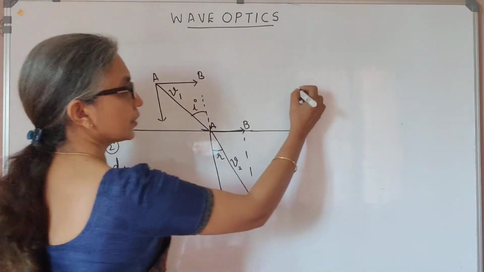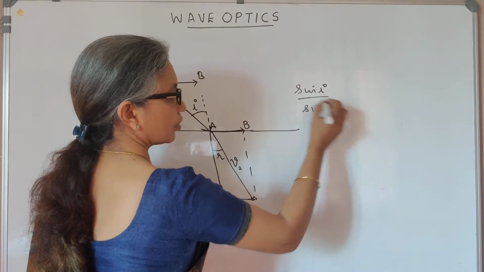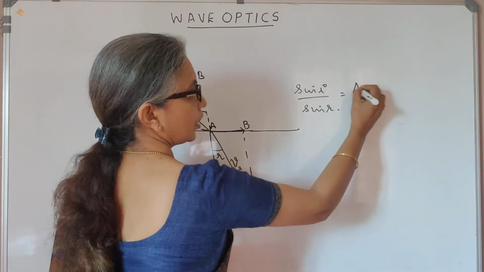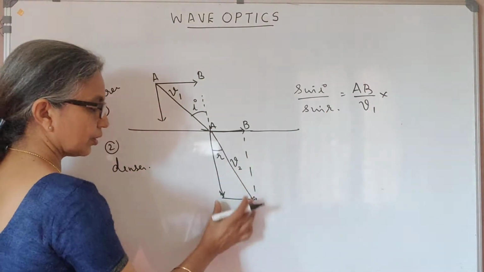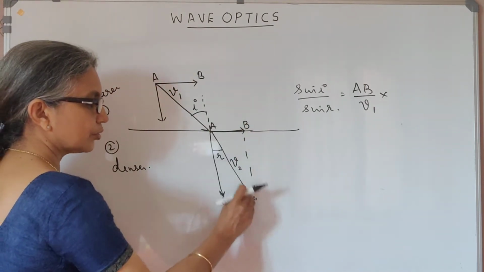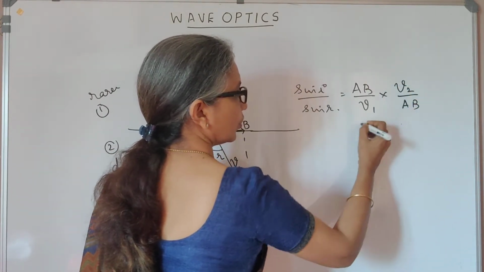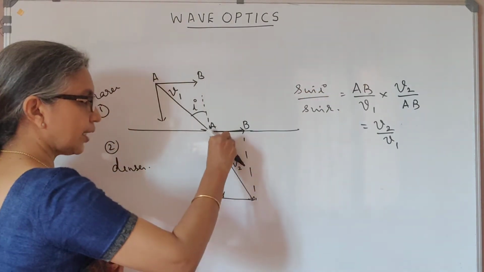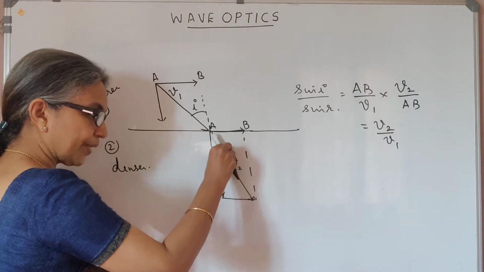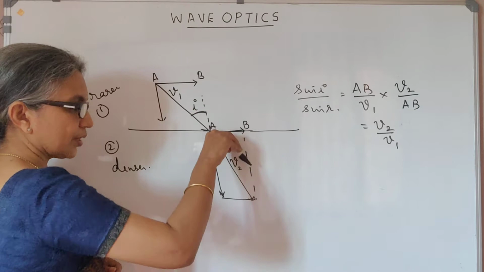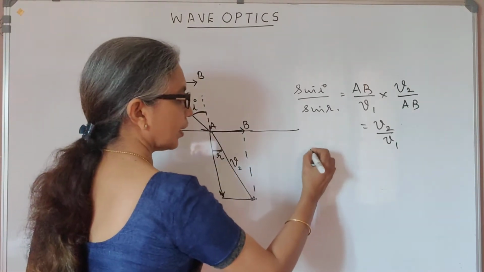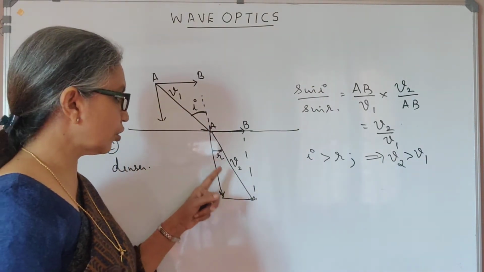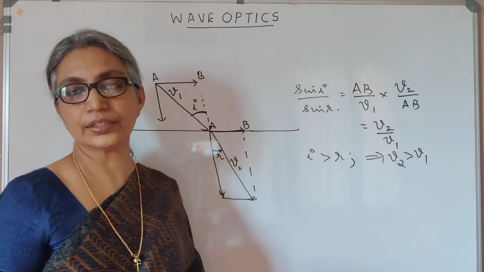Now, by Snell's law, the ratio of sin i to sin r: from this triangle, sin i is the opposite side, AB, by the hypotenuse, which is V1. So this is AB by V1. And sin r from this triangle: this is AB, which according to Newton remains a constant, and the hypotenuse is V2. So we have sin r as AB by V2, which gives sin i by sin r equal to V2 by V1. Now, if this were true, then as the ray of light bends towards the normal, r has to be lesser than i because it is bending towards the normal in a denser medium. So since i is greater than r, this implies that V2 must be greater than V1, which means the velocity of light in the denser medium must be greater than the velocity of light in the rarer medium.